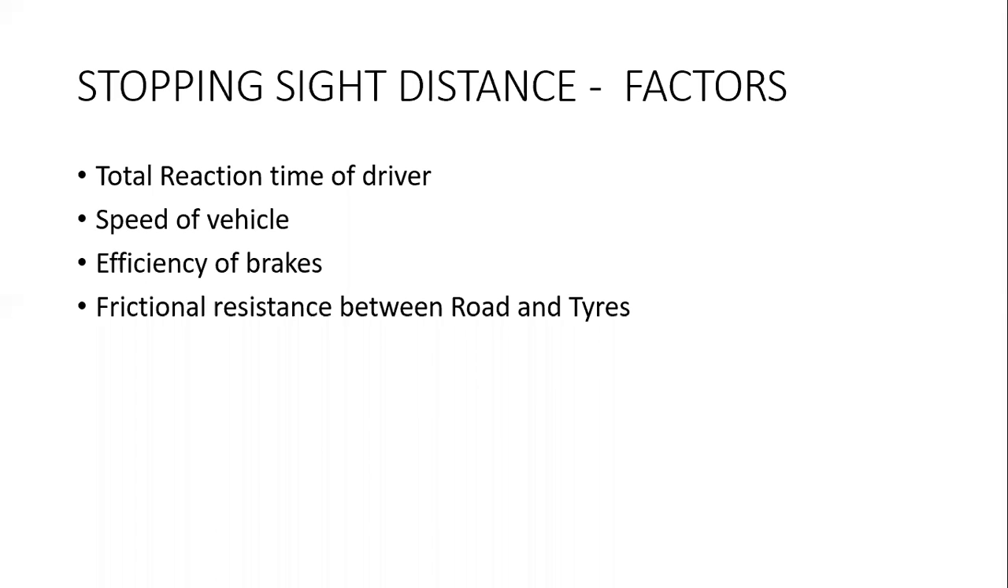Okay, so as I already said, you have a lot of different factors which are affecting the stopping sight distance. So now you understood what is stopping sight distance, right? The sight distance which is available to the driver when he sees an obstruction. He should be able to safely stop his vehicle when he sees the obstruction. That is called the stopping sight distance. Now generally it has a lot of factors. The first main important factor is nothing but the total reaction time.